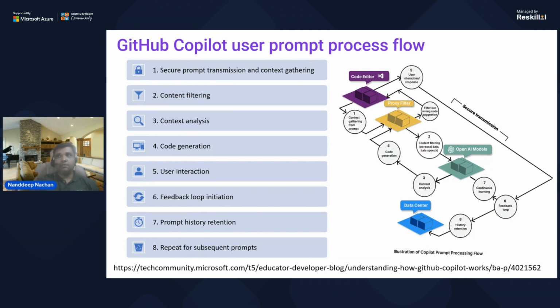Okay, so now let's understand the user prompt process flow, how it works in GitHub Copilot. Okay, so here's the breakdown of GitHub Copilot, how it turns your prompt into smart, usable code. First thing that happens is a secure prompt transmission and context gathering. The process starts when you send your message to GitHub Copilot using a secure connection called HTTPS. This keeps your message safe and private, and Copilot gets your message, which could be a chat or a comment that you write in your code.